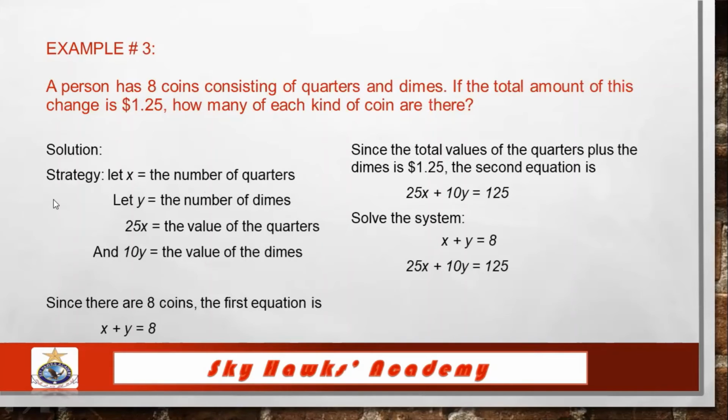So let x be the number of quarters. Probably, because quarters have more value, there can't be as many. Actually, a person has 8 coins consisting of quarters and dimes, so that's why he is putting how many quarters he has in these 8 coins, and y is the number of dimes. Then 25x is the value of the quarters because each quarter is worth 25 cents, and 10y is the value of the dimes because each dime is 10 cents.